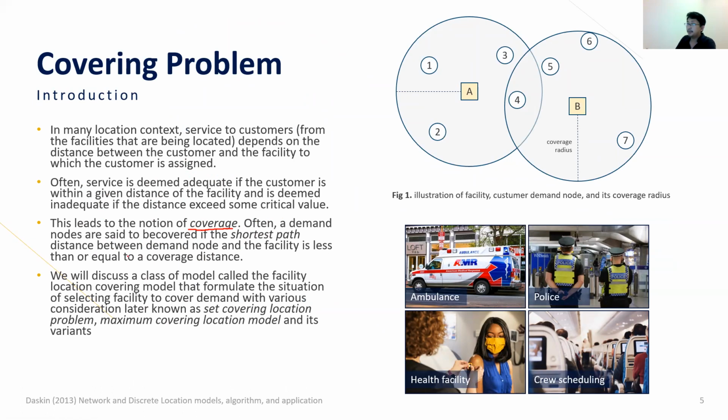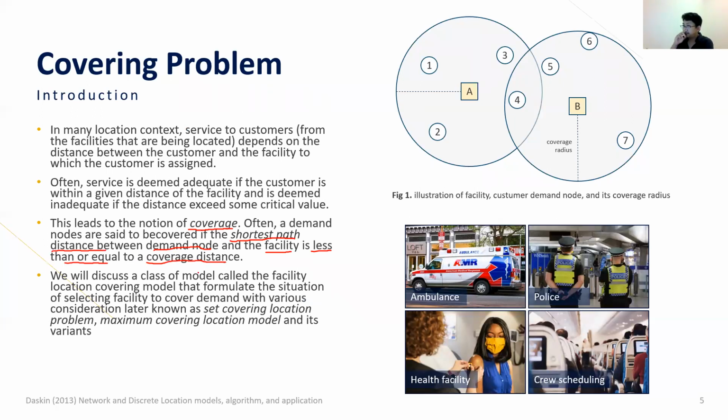Demand points or demand nodes are said to be covered by the facility if the shortest path distance between those demand nodes and the facility is less than or equal to the coverage distance.